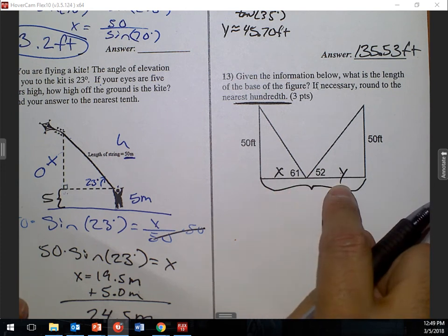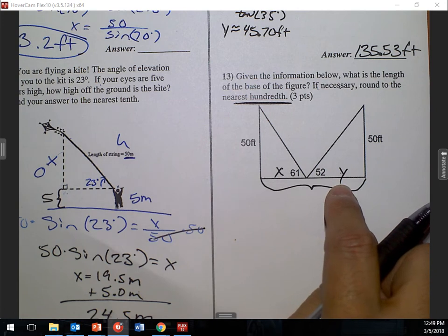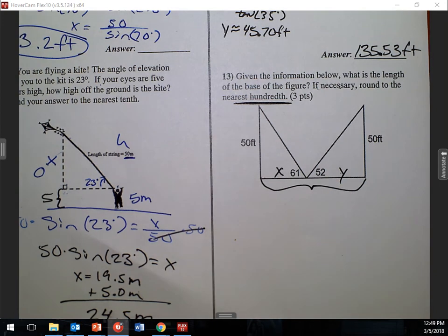Did I lose anyone? If you have questions, please speak up, because the test is going to be over this, and it's a big chunk of your grade. Okay? Alright, so let's take a look.